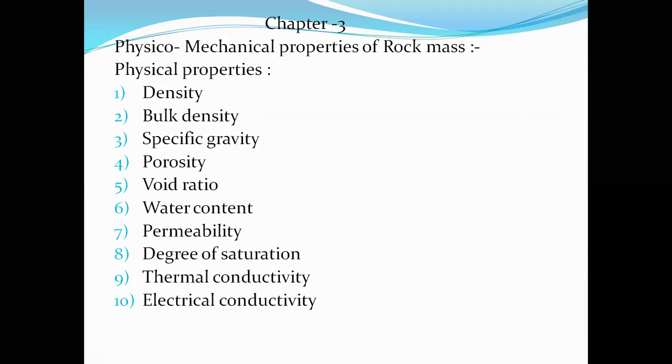In the same way, those properties of rock mass which can be assessed to a certain extent by observing its physical nature are called physical properties, guys. Look here. The following are the various physical properties of the rock mass: density, bulk density, specific gravity, porosity, void ratio, water content, permeability, degree of saturation, thermal conductivity, and electrical conductivity. Total 10. I'll discuss them one by one in the coming slides.